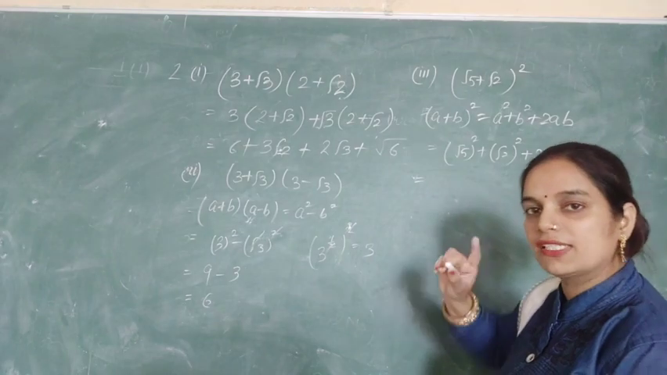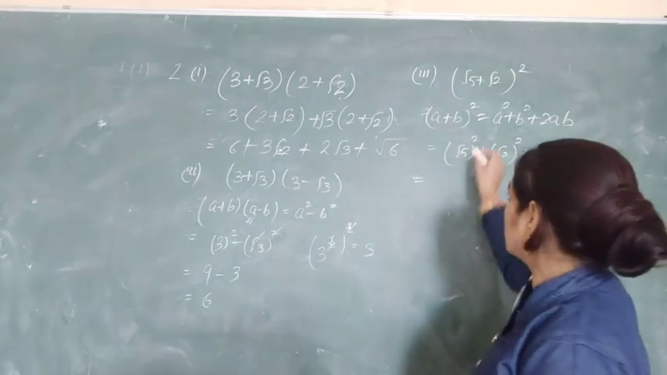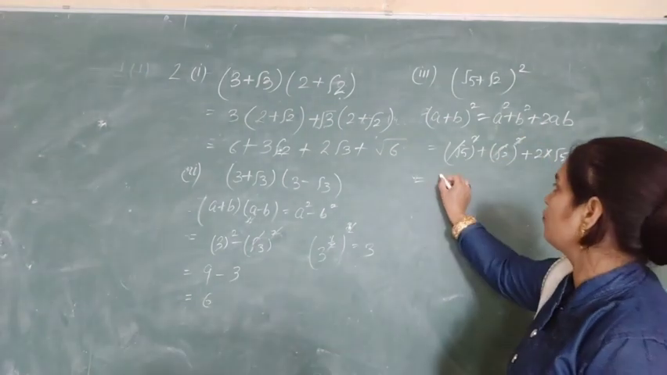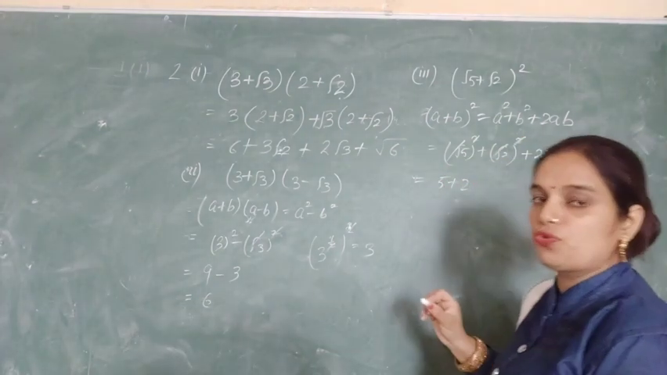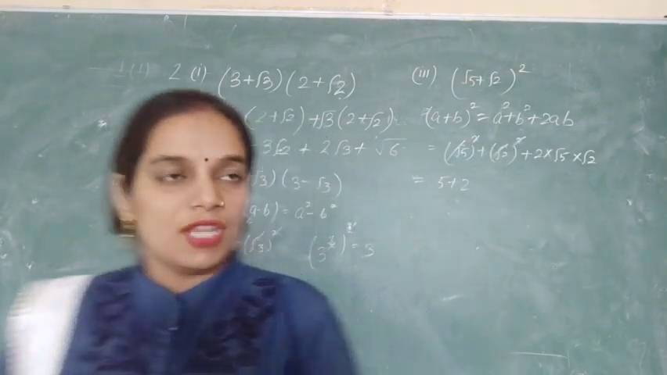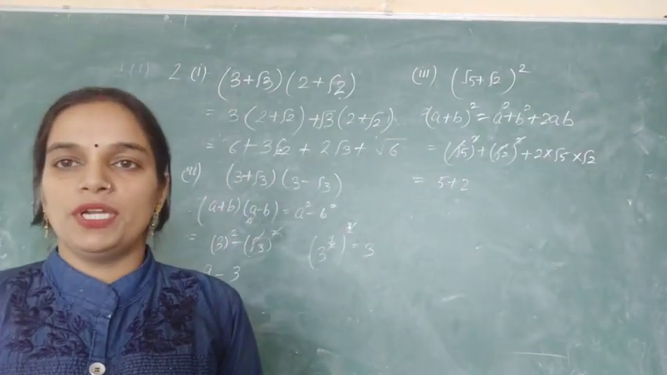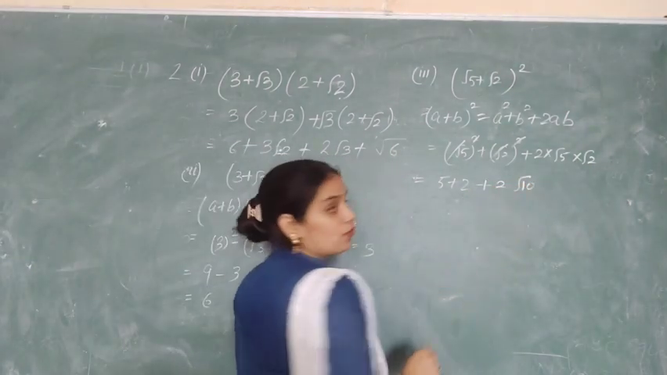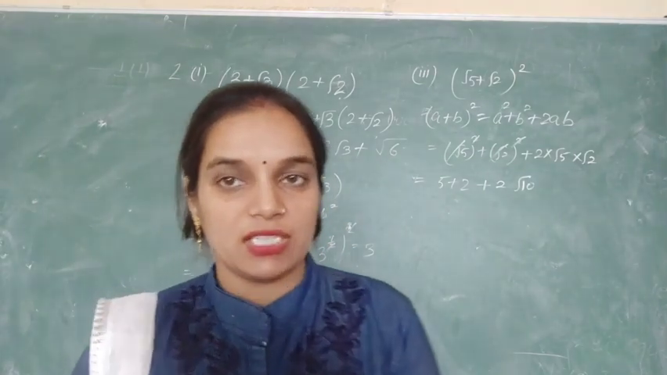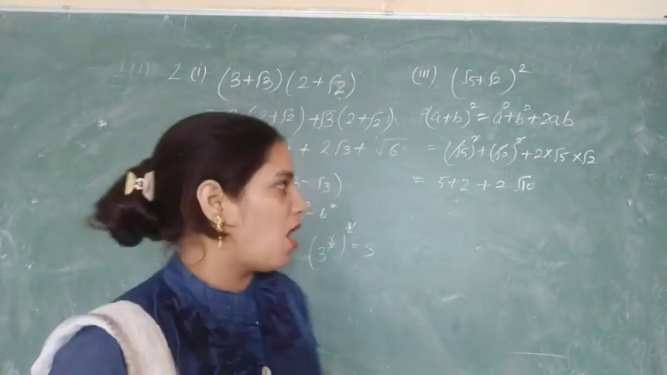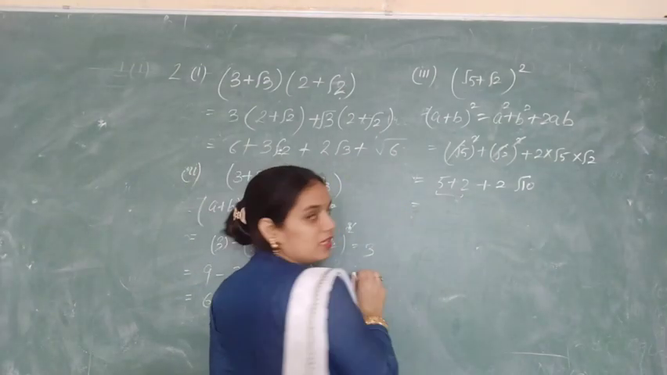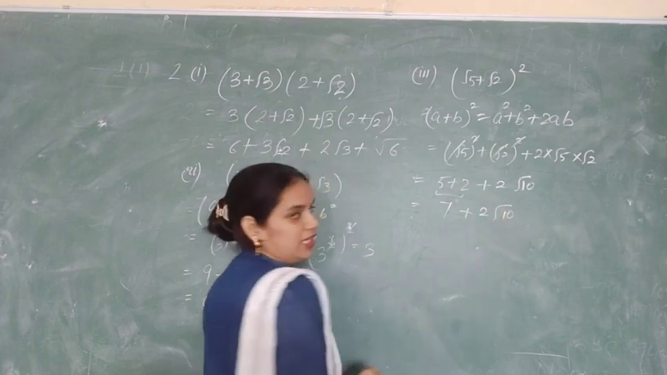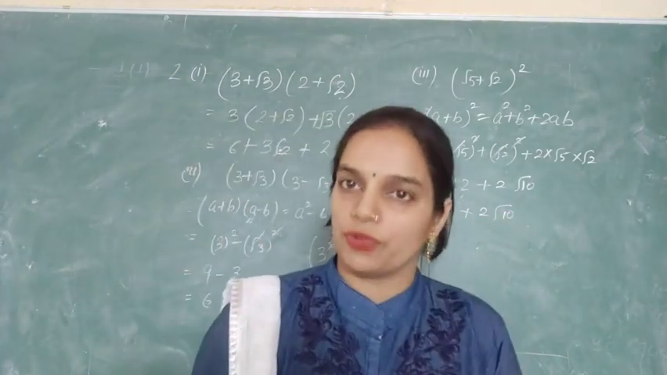According to our identity, this will be our result. Now we know that square always cancels the root. So square and root will be cancelled out. Same here, square and root will be cancelled out. So here will be 5 plus 2 as the first term of our expression. Now we have to solve 2 into root 5 into root 2. So the result will be 2 under root 10. Root 5 and root 2 will be multiplied with each other and the result will be root 10. Now 5 and 2 will be added. So the result will be 7 plus 2 under root 10. This will be the answer of our question.